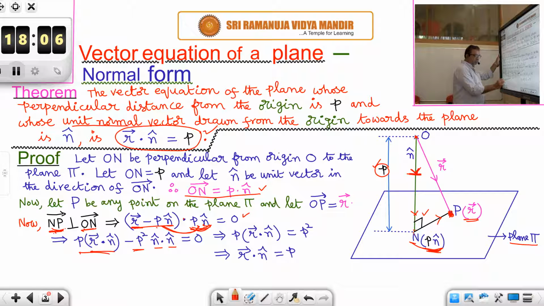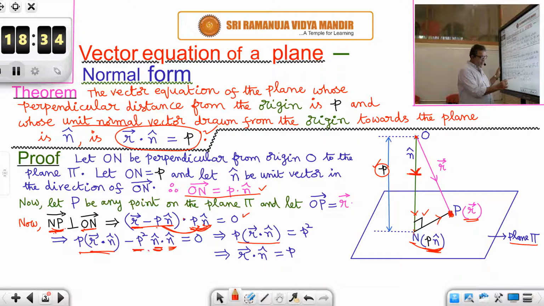So P, first thing no change. This I am taking. But what is n bar dot n bar? N cap dot n cap is mod n cap whole square, is it not? N cap dot n cap is equal to n cap whole square. That is mod n cap whole square. But mod n cap is 1 because it is a unit vector. So therefore n cap dot n cap is equal to 1.